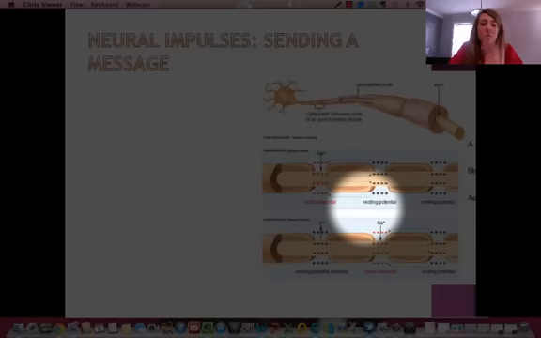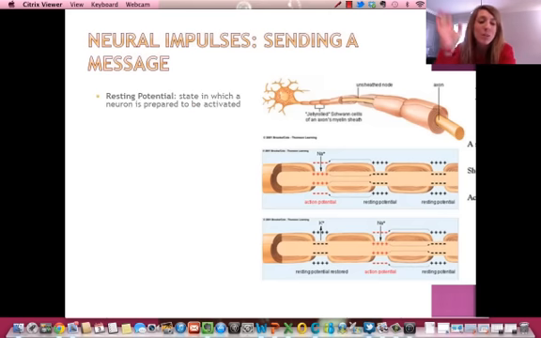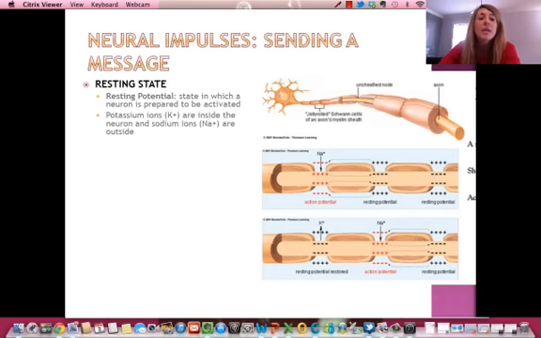Okay, so we know the basic parts of the neuron now, right? Certain things go on inside of the neuron when it's sending a message, okay? The first thing is that when a neuron is not sending a message at all, it's in a state called the resting state. It's resting. It's chilling out, waiting for a message, preparing to be activated. In this resting state, there are potassium and sodium ions inside and outside the neuron, okay? For the most part, you have potassium ions inside and sodium ions outside, and a couple of them go back and forth, right?